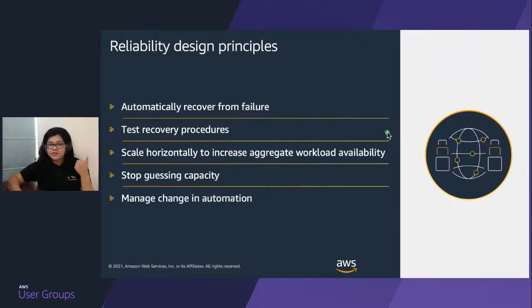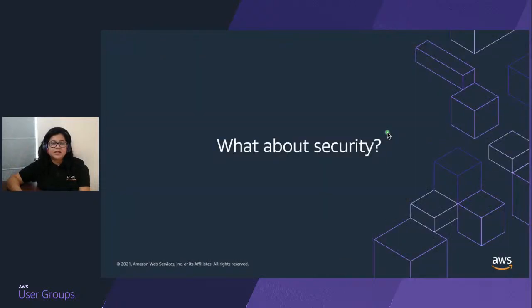Scale horizontally, we talked about that. Stop guessing capacity. You can add more capacity as and when you need using services like auto scaling. And manage the change in automation. Don't wait for humans to discuss and decide how many EC2 instances you need. Humans can sleep at 3 a.m. when you have sudden burst of traffic from some other part of the world when you are sleeping, or you're on a weekend and some extra traffic is coming in and you don't want to wake up to do that extra work.